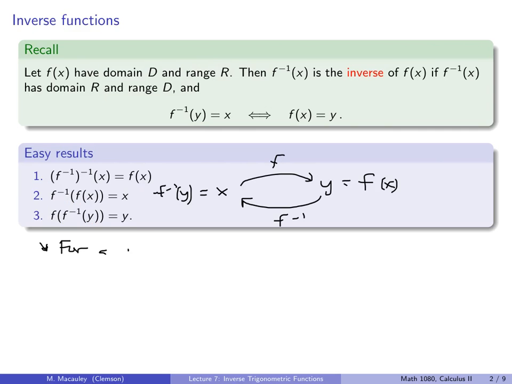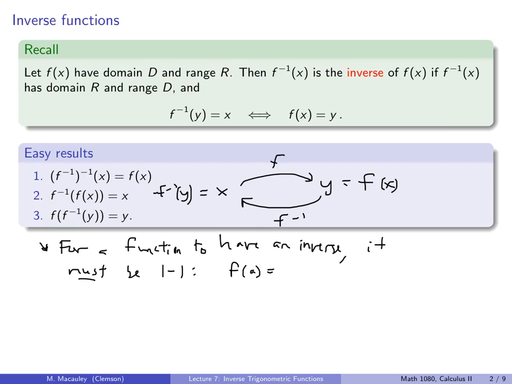Okay, so a few comments. For a function to have an inverse, it must be one-to-one. And one-to-one, remember, means that if f of a equals f of b, then a equals b.